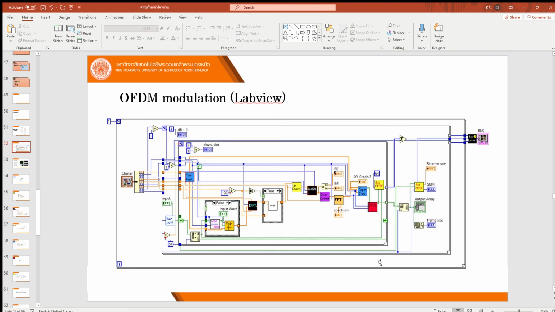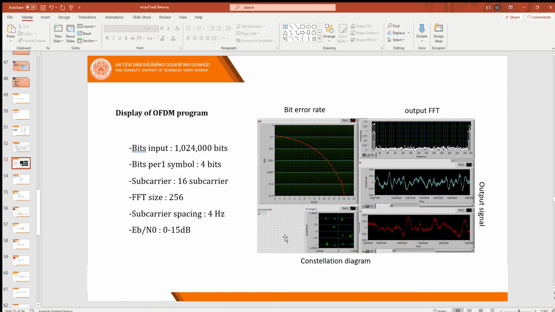And from that kind of thing, we operate and we program it using LabVIEW. And this one is the OFDM modulation in LabVIEW with that kind of block diagram. So after we have the block diagram, we have to check if the block diagram is correct or not.